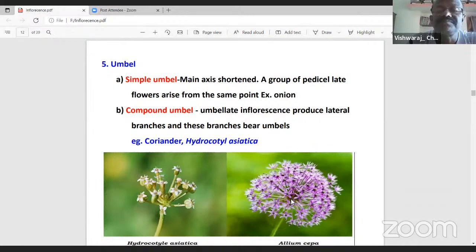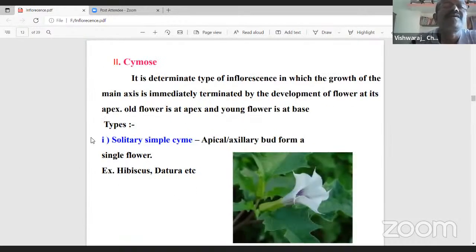In this onion, the main axis is shortened and a group of pedicels arises from the same point. Then compound umbel: the umbellate inflorescence produces lateral branches, and these branches bear umbels. Example, coriander. Then cymose inflorescence.